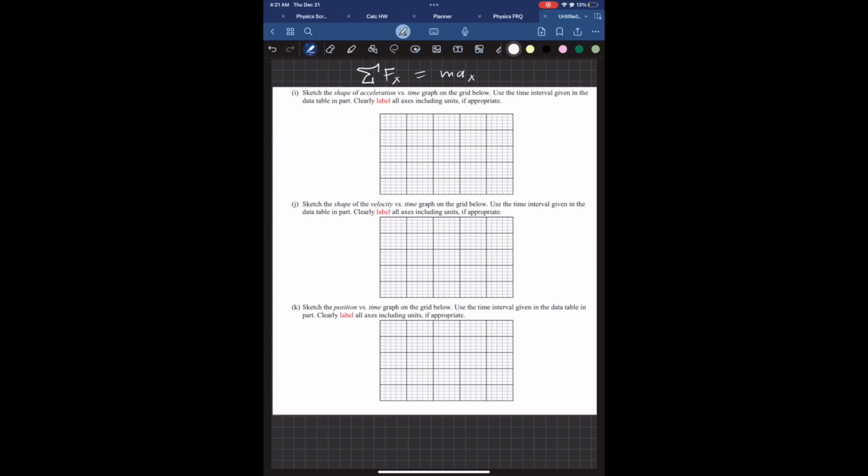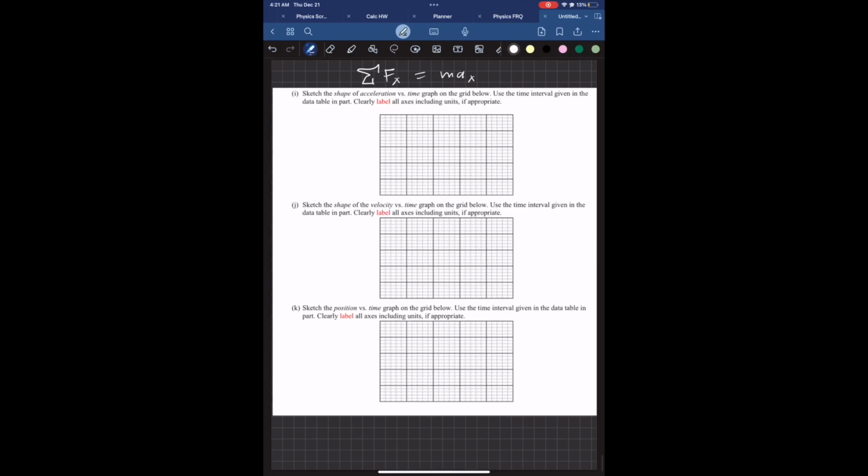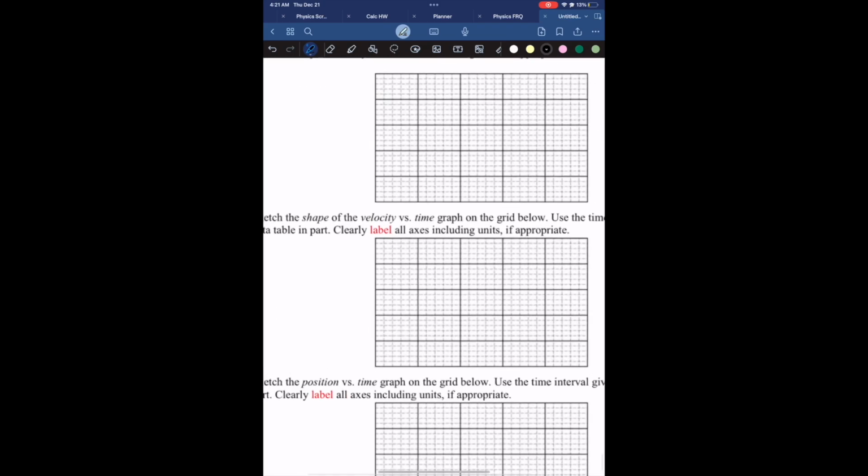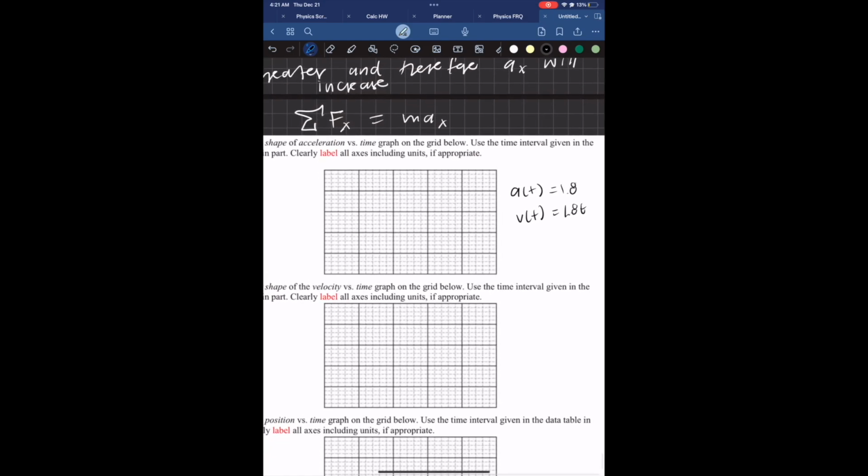And then from there, you're just graphing the graphs now. After that, I found that a(t) is a constant, and when you do the integral of that, you get v(t), which is 1.8t. And for the last graph, I simply graphed the different values that were in the table given to us.